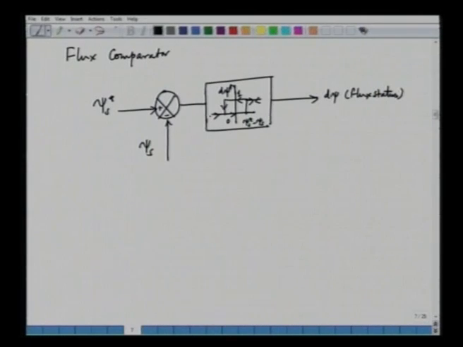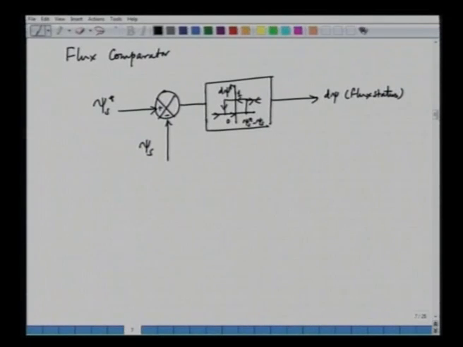So, on the y axis we have the flux status, on the x axis we have the flux error, that is psi s star minus psi s. This is called a two level flux comparator. It means when the flux error goes beyond a certain band, the flux status is high, and when it goes below a certain band, the flux status is low.